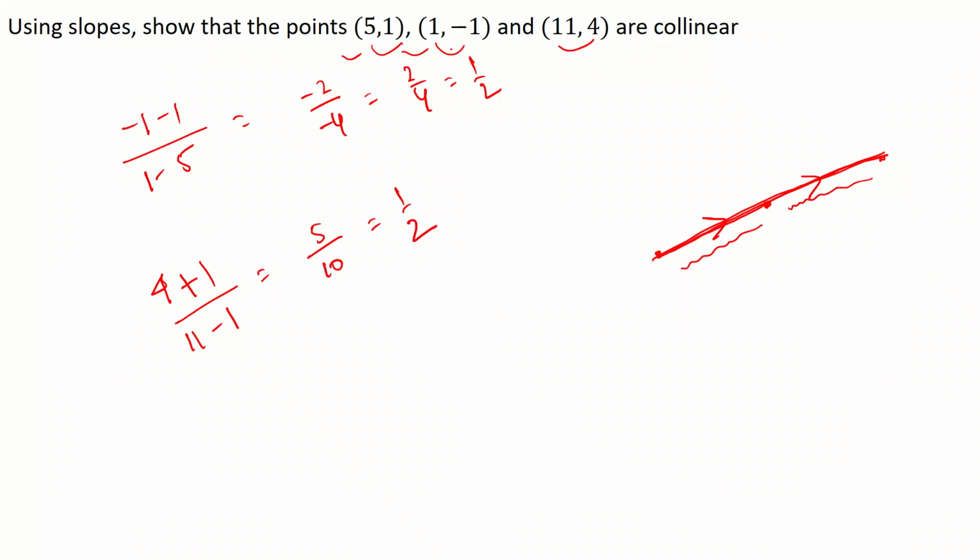So you see that these 3 points are actually collinear, because the slope of these 2 points is equal to the slope of these 2 points. So this slope is equal to this slope. That's why they are collinear.